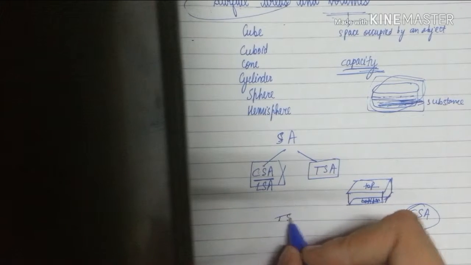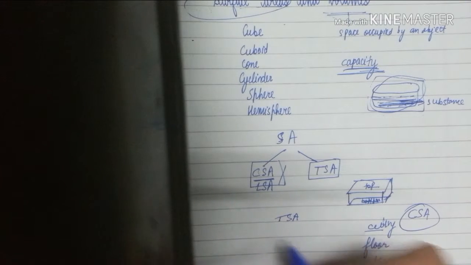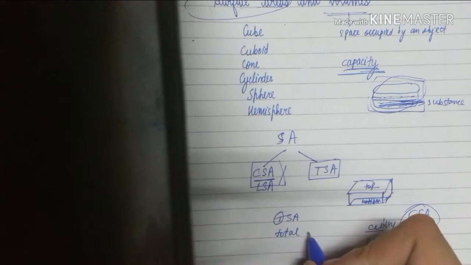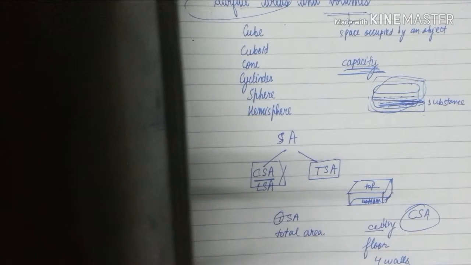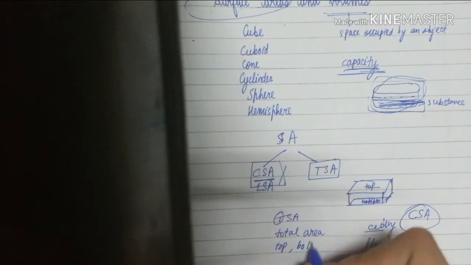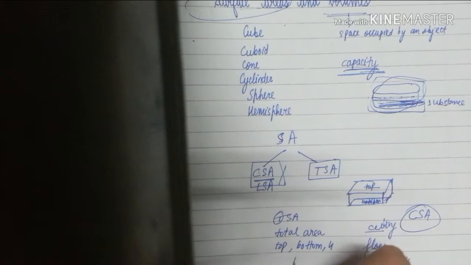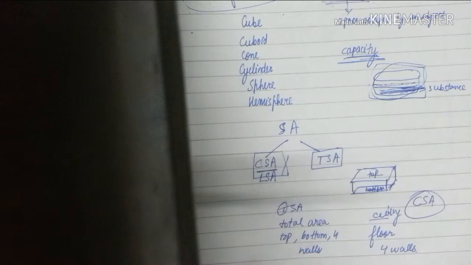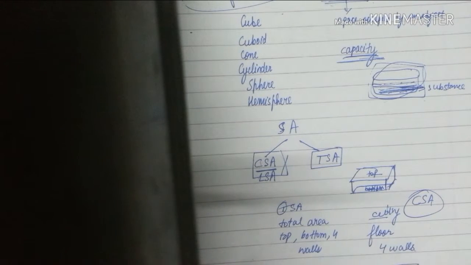And total surface area, in total surface area it is the total area, right? That's why it's the term total. So total area, which includes the top, bottom as well as the four walls. So that is known as the total surface area. So this is the basic thing about volume, surface area and capacity, which I have explained.